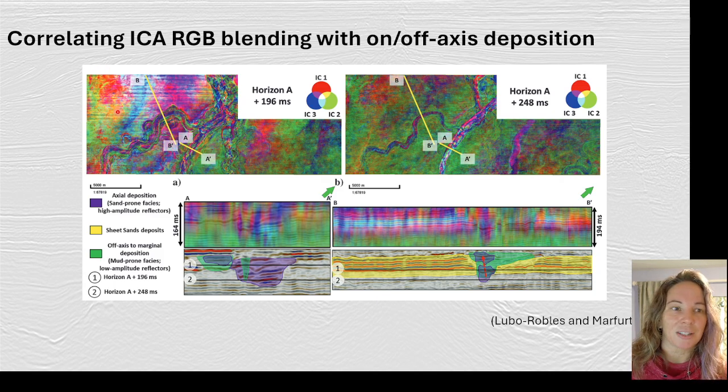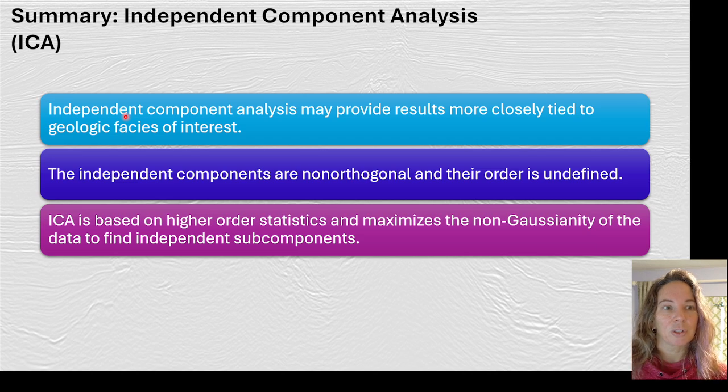Before, I had said ICA in the last slide wasn't showing the acquisition footprint well. In this case, the ICA components that we chose are highlighting a little bit more of the acquisition footprint. But overall, remember that the reason we use these tools is so that we can identify patterns as geologists and better interpret them. Okay, so just a quick summary.